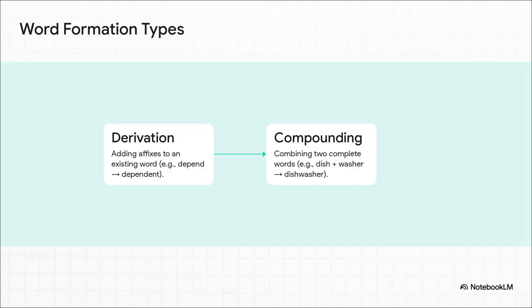First, you've got derivation. That's where you add affixes, those bound morphemes like prefixes and suffixes, to an existing word to make a new one. This often changes its part of speech, like when the verb depend becomes the adjective dependent. Second, there's compounding, which is pretty much exactly what it sounds like. You just combine two whole words, like dish and washer, to get dishwasher.